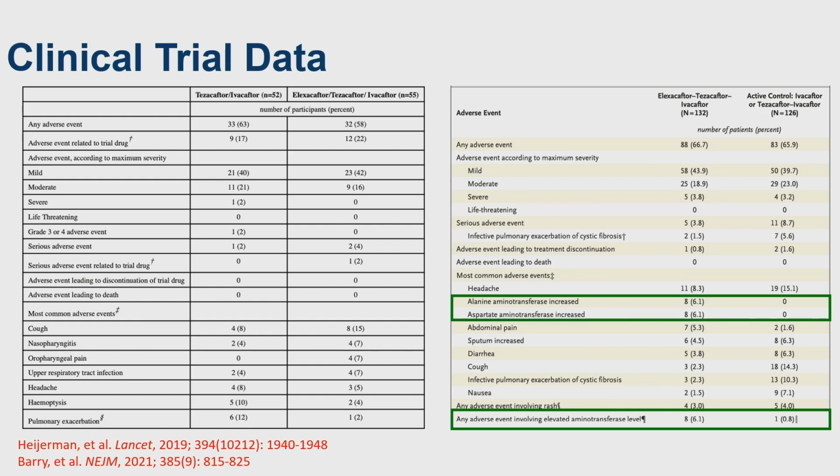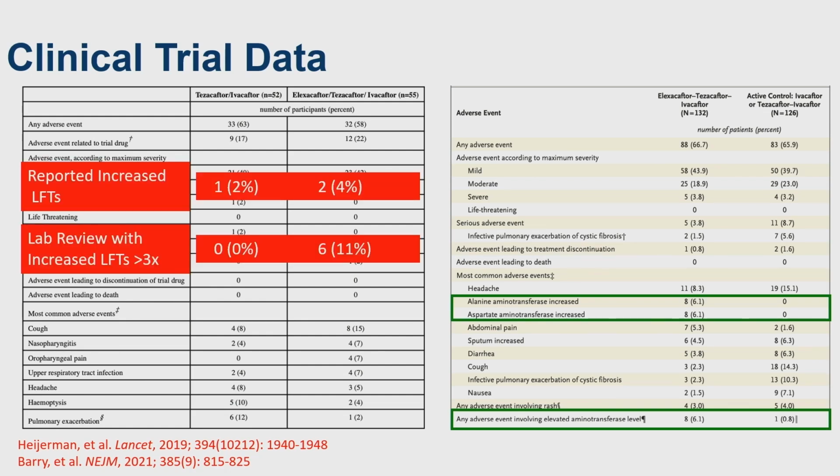And then if you actually look on the one on the left, they didn't even report, but if you dig through the data a little bit, you can see that for those that were on Teza-Iva, only about 2%, twice that to 4%, those that were on ETI.